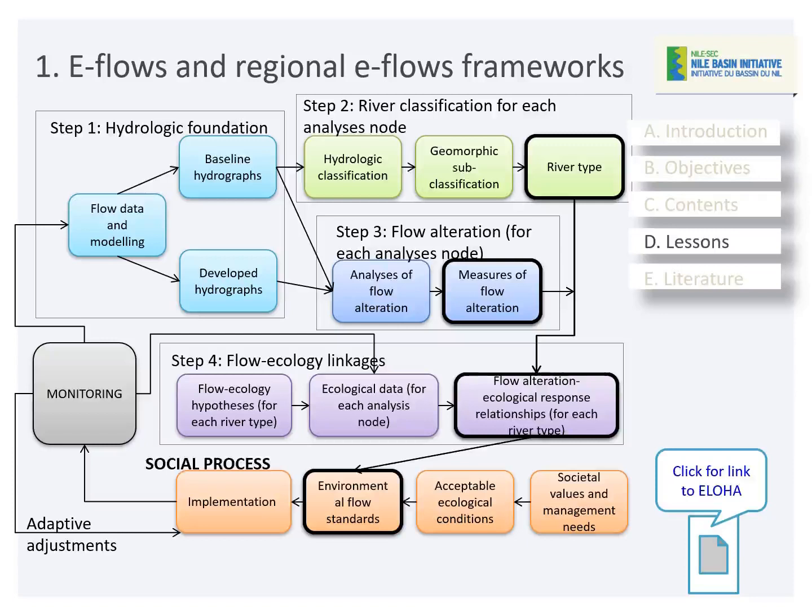But what was important in step 2 of the ELOHA framework was to identify what the actual ecosystem was that you were dealing with, and where there are similar ecosystems dealing with similar types of developments, with similar types of potential flow alterations, would there be a similar response in that type of ecosystem compared to this ecosystem? And ensuring that you know what the river type is foundational to that understanding. The third step would be to look at flow alterations for each analysis node.